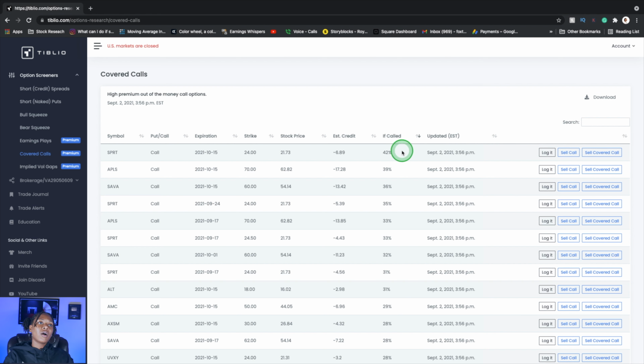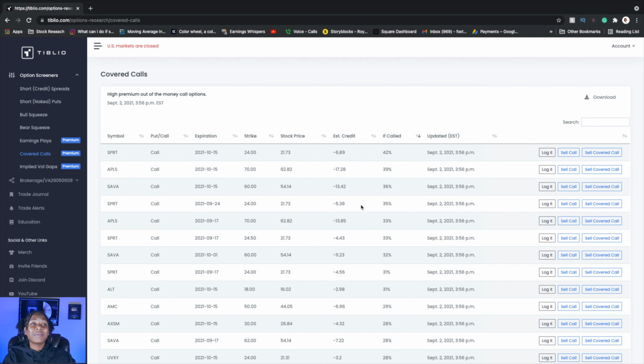And here's the if called. So if this is exercised, this is going to be the percent increase that you've gotten from where that stock price was versus the strike price. So obviously, if this is lower, you would be getting less credit. For this one, it's pretty close to the strike price. But then this one has a much higher credit. This one you get $600 for. This one you would get $1,700 for. Oh, wow. This is nice.